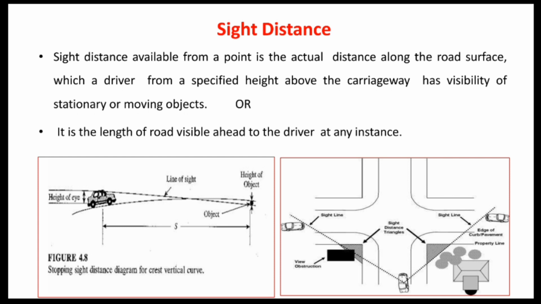As we know, the feasibility to see ahead is very important for safe vehicle operation on the highway, and sight distance plays an important role for the same. Sight distance is the length of the road visible ahead to the driver at any instant from a specified height above the carriageway.